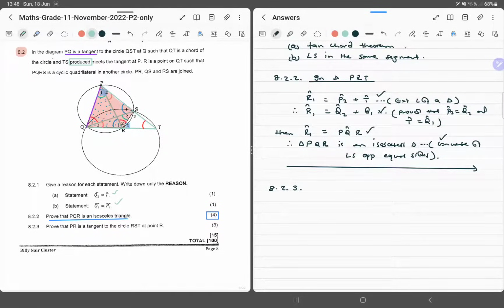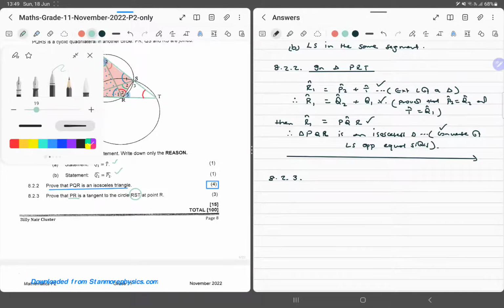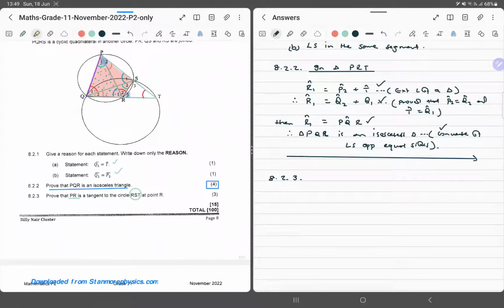8.2.3. I have a MotoGP race to watch next, so let's quickly finish. It says now prove that PR is a tangent to the circle RST. Okay, so we are looking at this circle RST. What is so special about it? We can see that definitely R2 is equal to Q, is equal to T. But we needed to make that connection. So we'll start there, connect it here, then connect it there. Then the tan-chord theorem converse is sorted.